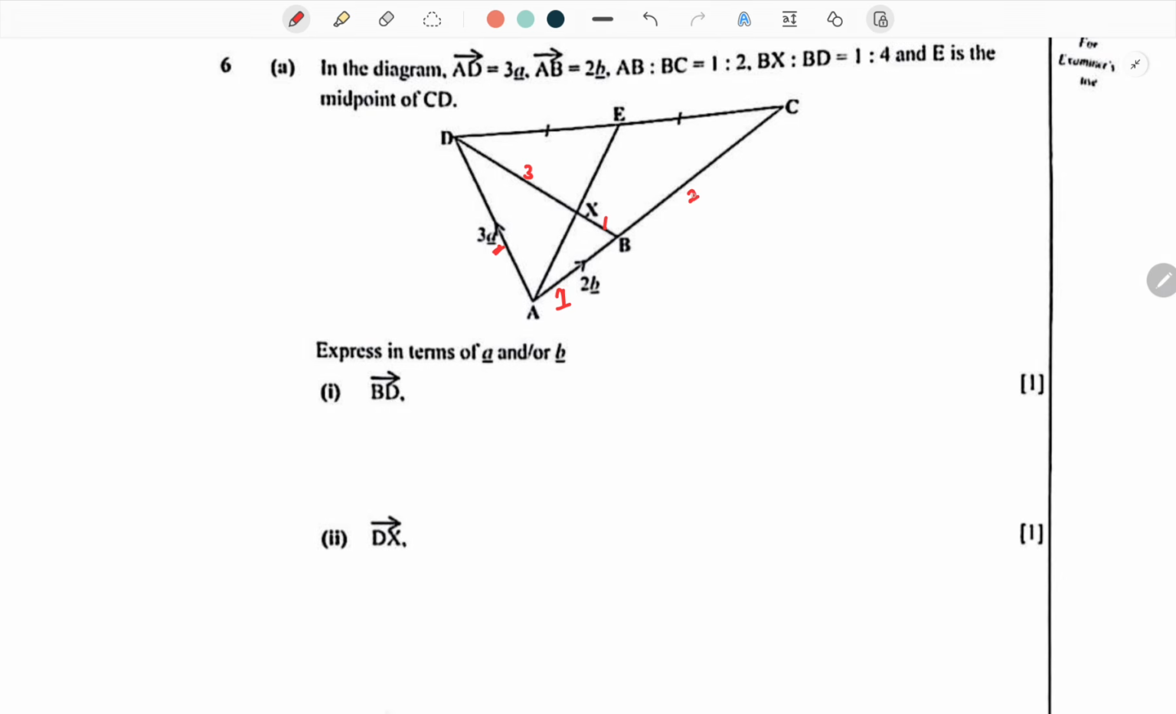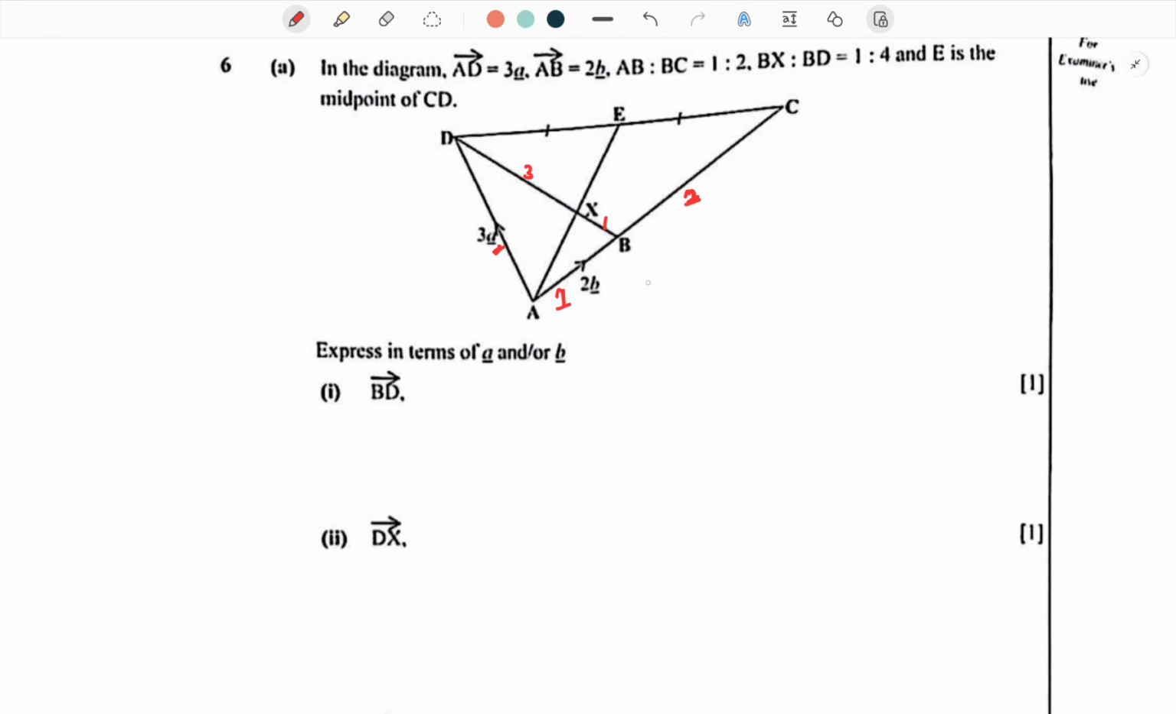Same here. Sorry, it's supposed to be 1 also. This is 1 of BD. They're saying express in terms of a and or b, BD. Of course, E is the midpoint of CD, very relevant information. For this one, I'll just solve for you the first one and the second one. The third one, I'll give you a number on WhatsApp, which you are supposed to give me the answers. So vectors are actually very simple and straightforward. All you have to do is simply to know the concepts.